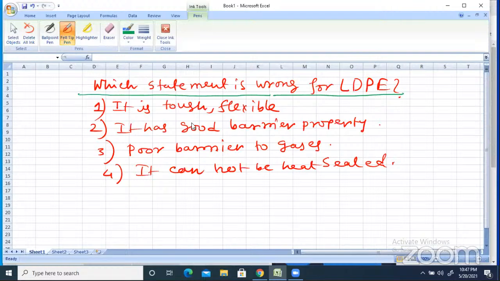If I look at the options, it is tough and flexible. So many packaging materials are also tough and flexible. Not an issue. It has good barrier property, poor barrier to gases. Okay, but it should be your correct answer. It is the unique characteristics. It cannot be heat sealed. Okay, you have to remember this one.